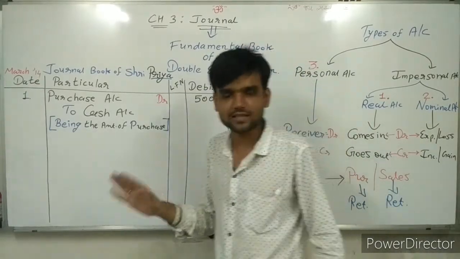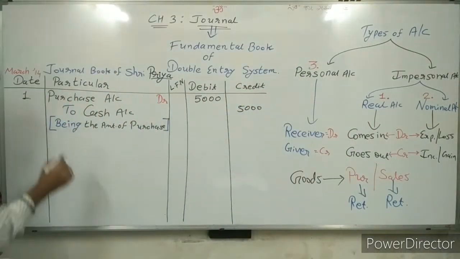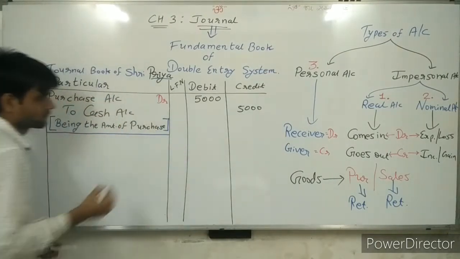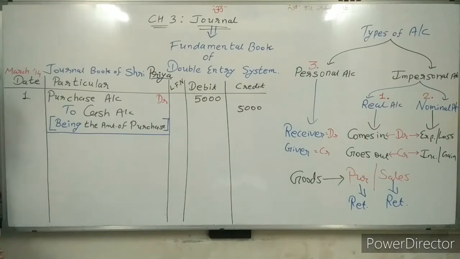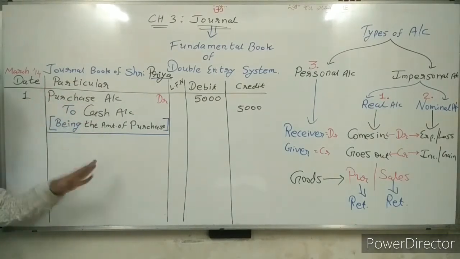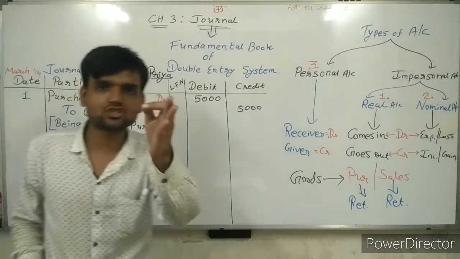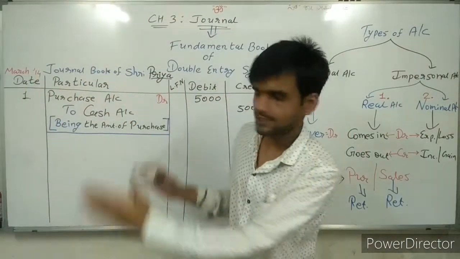And then after this, the transaction is completed, so my first transaction is completed. This is the proper way to write journal entry. This is the proper way.